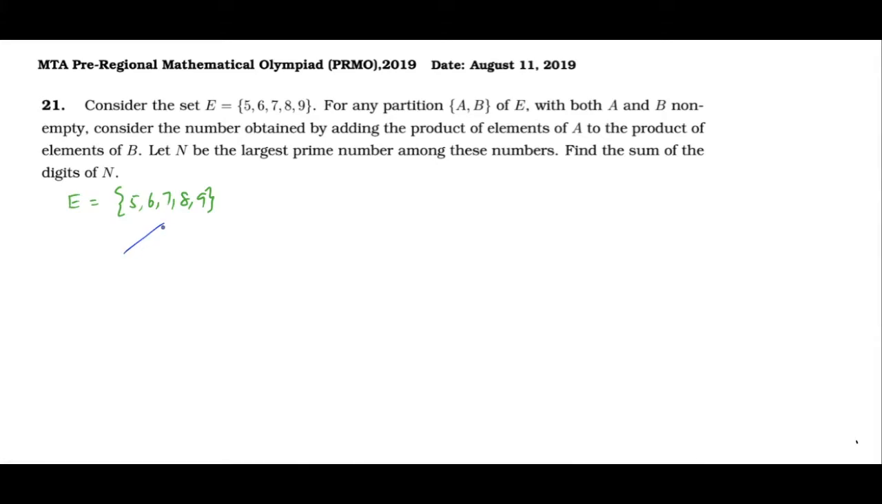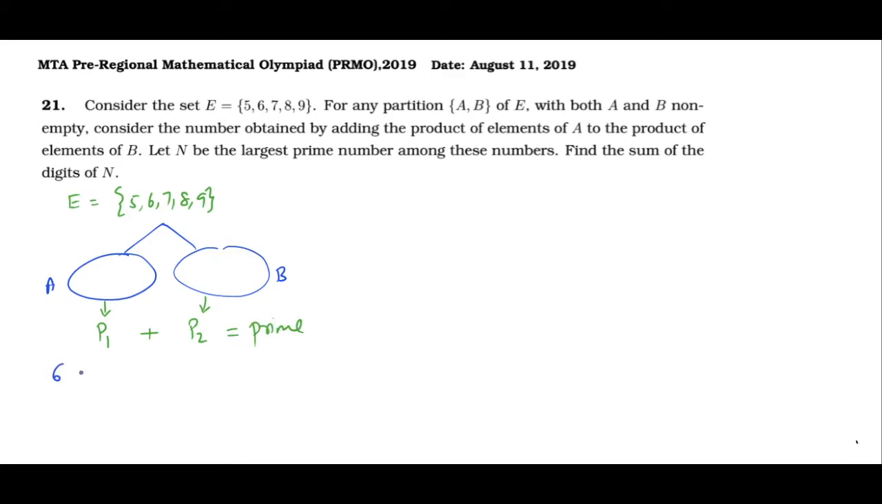So this set we are partitioning into two pieces, subset A and subset B. We are multiplying the elements of A to get a product P1. We multiply the elements of B to get a product P2. We add these two products and this sum should be a prime number.